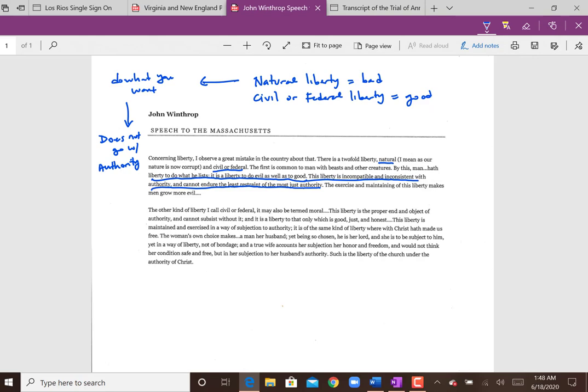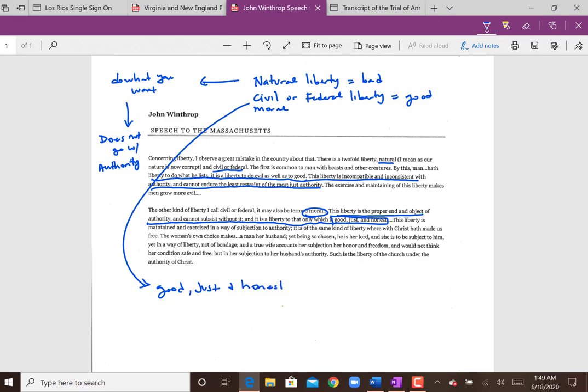And so the other kind of liberty I call civil or freedom, it'd also be being moral. So they see moral liberty, federal liberty, or civil liberty, this liberty is the proper end and object of authority and cannot subsist without it. It is a liberty only to that which is good, just, and honest. Right? So natural liberty can be good, but it also can be evil. Whereas moral liberty is good, just, and honest, it's for authority.